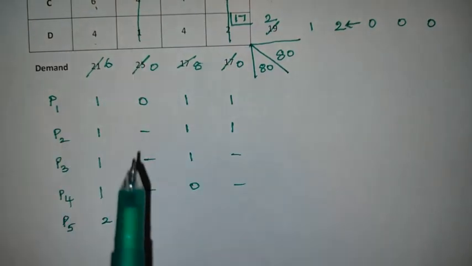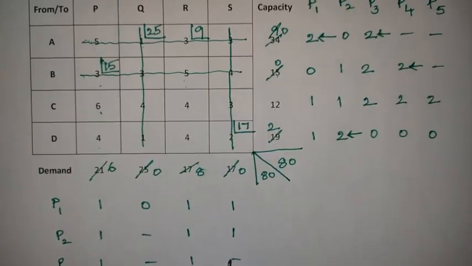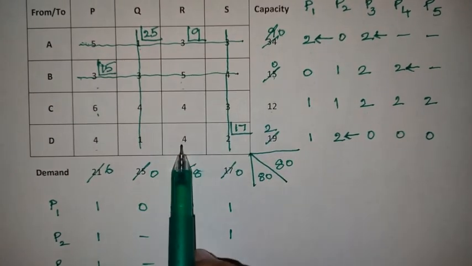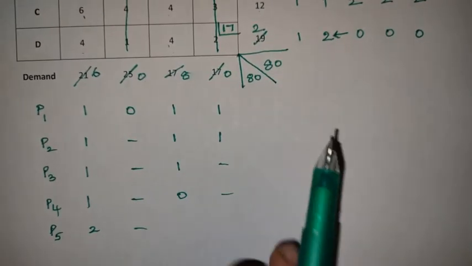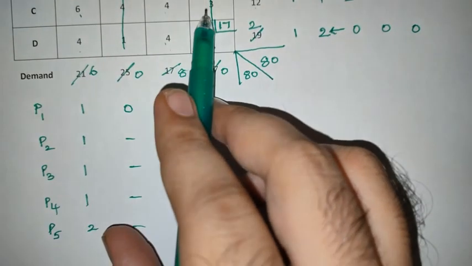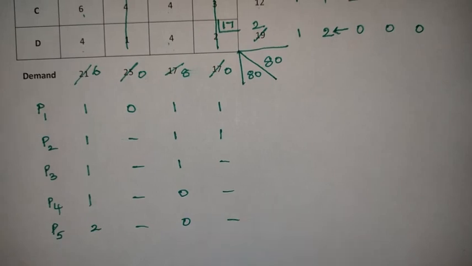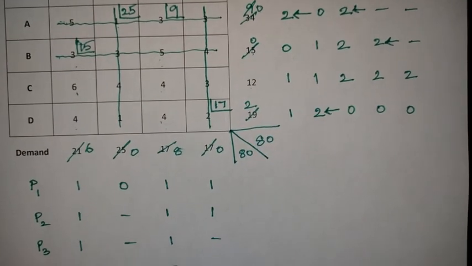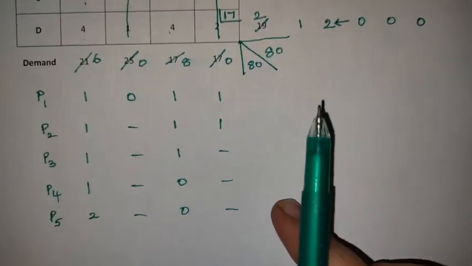Column Q is already struck off. In column R, what is the difference between 4 and 4? 0. And column S is already struck off, so hyphen. Now how many penalties are there? 4, 2, 0, 2, 0.